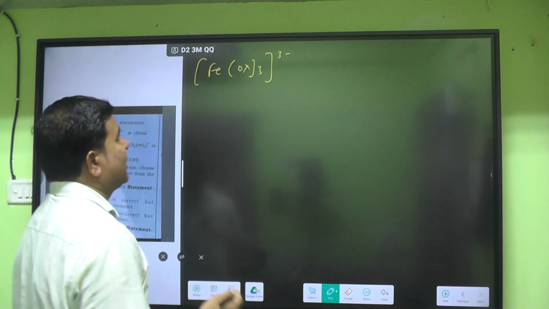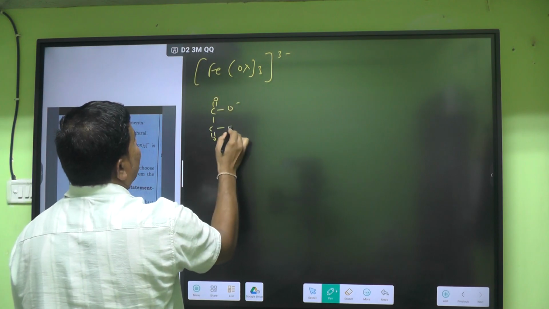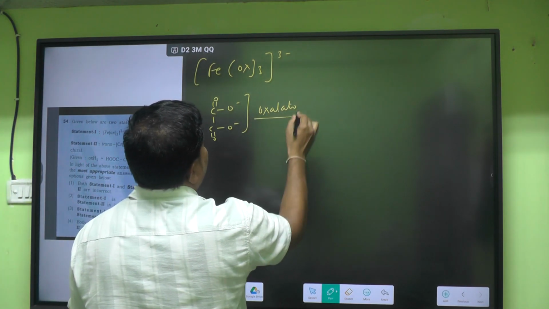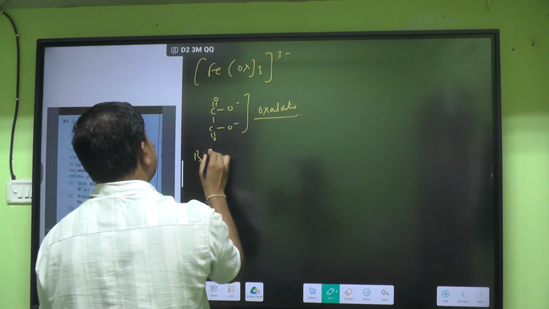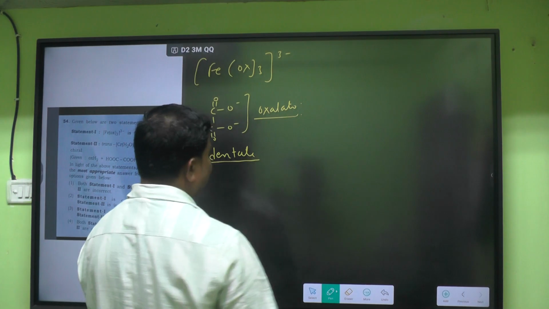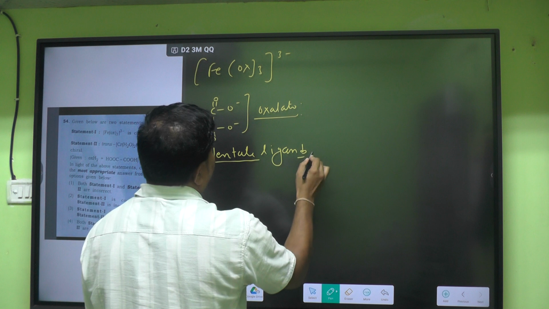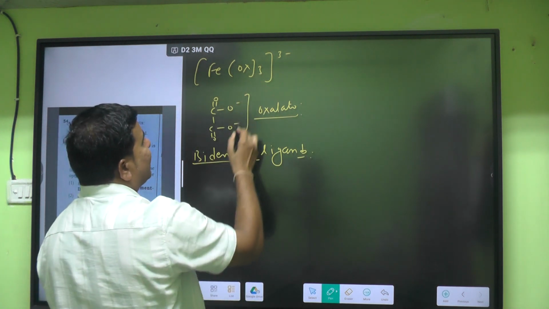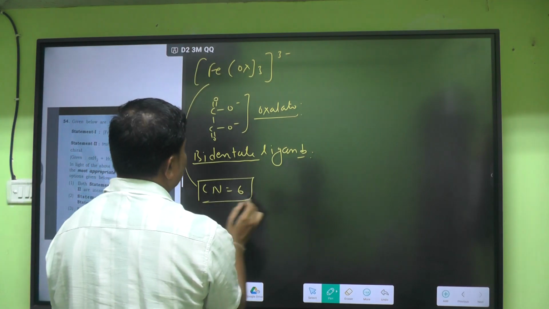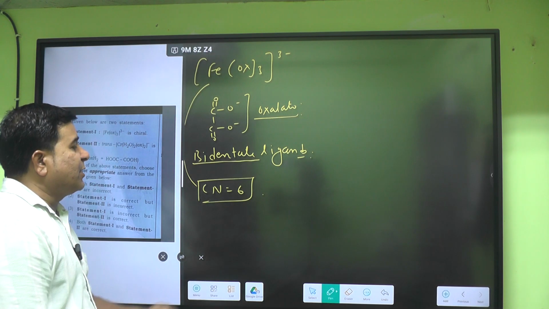That's why the coordination number is 6 here. Do you know oxalato? C double bond O with a negative charge. It is the oxalato ion, and it is a bidentate ligand. What is the coordination number here? Three bidentate ligands, that's why the coordination number is 6. Remember, with bidentate ligands the coordination number is 6 here.